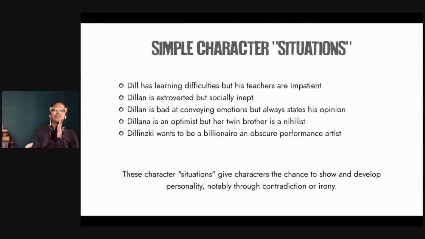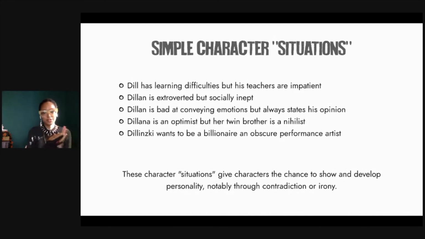Now, let's think of these as character situations. I'll read off some of these. Dill has learning difficulties, but his teachers are impatient. Deland, his best friend, is extroverted, but socially inept. Deland is bad at conveying emotions, but always states his opinions. Delana is an optimist, but her twin brother, Deland, is a nihilist. Zelensky wants to be a billionaire and also an obscure performance artist. You'll notice that a lot of it is irony and opposition, and taking that can almost form a character in and of itself.